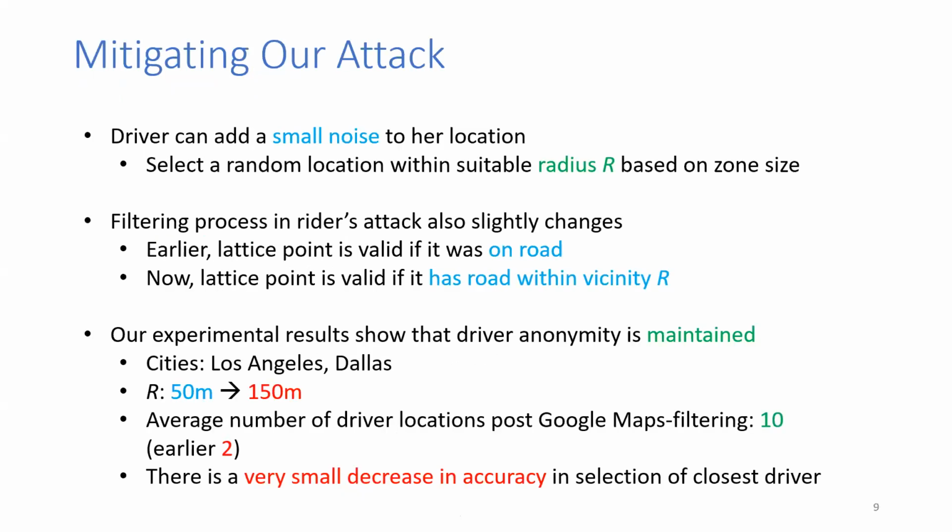So how do we mitigate this attack? A driver can add a small noise to her location by choosing a suitable radius around herself and encrypting this location instead of her own. This seems to provide sufficient anonymity, in the sense that if the rider carries out this attack, there are now around 10 equally possible driver locations and not around 2. This seems to be a practical fix to our attack.